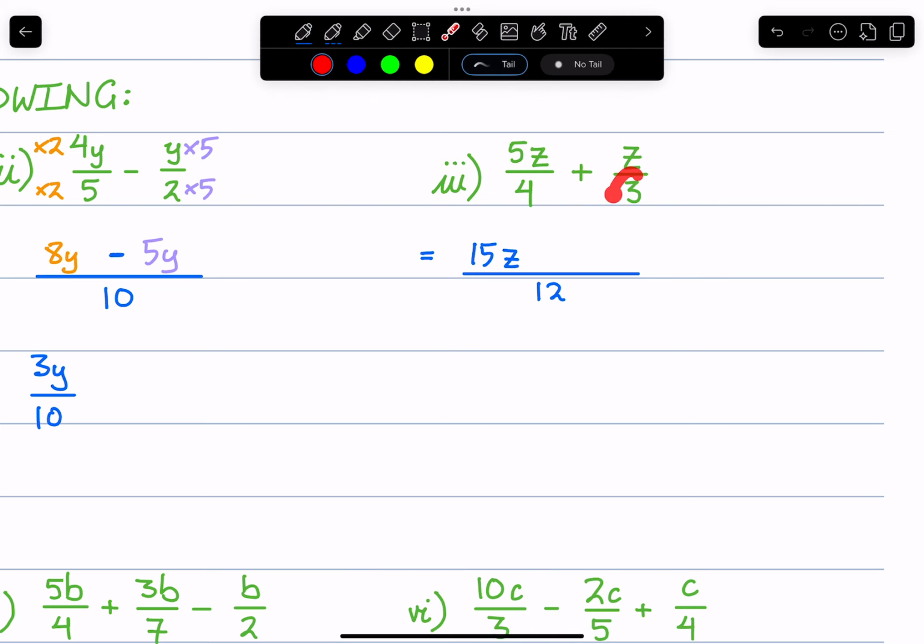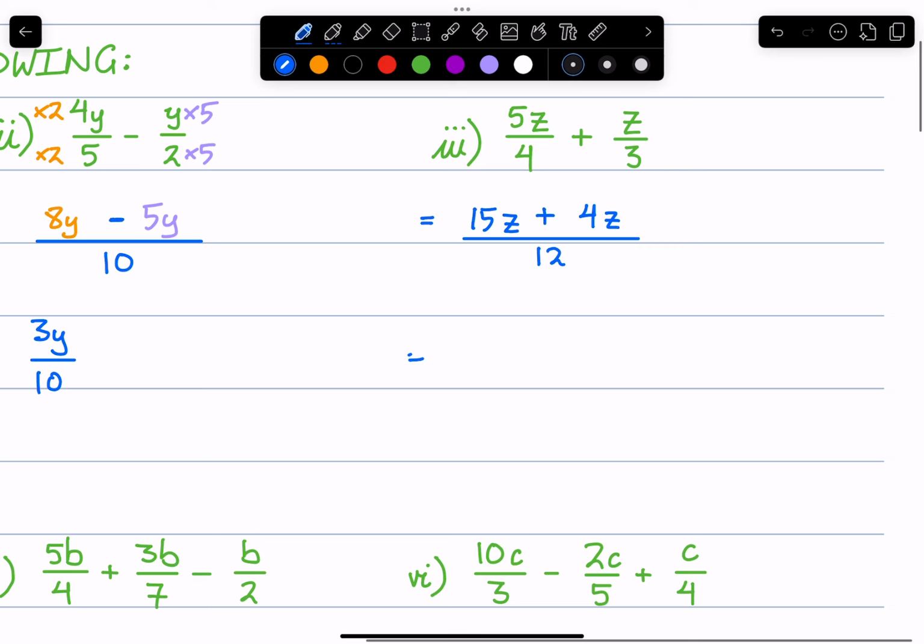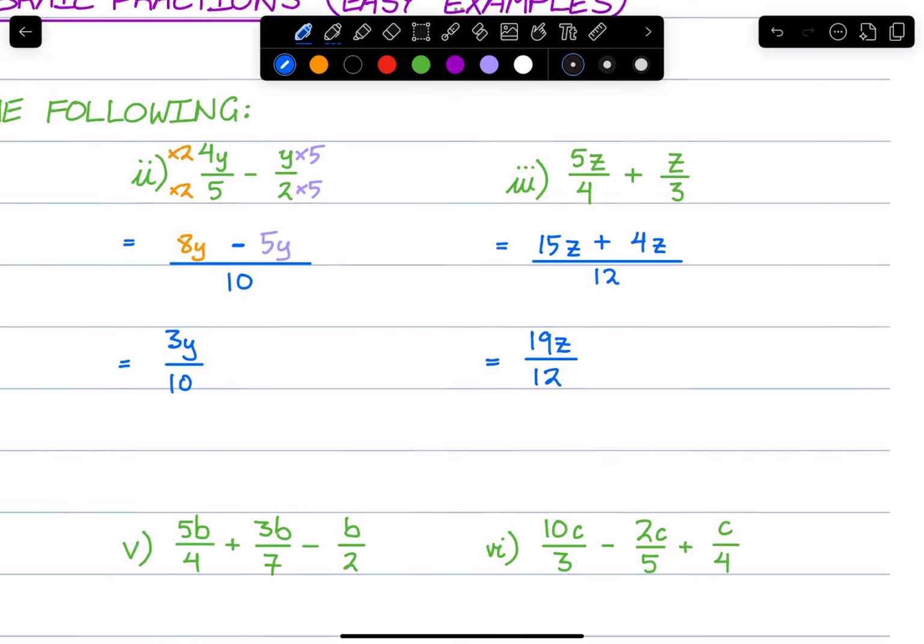Likewise, for this next one, 3 times something gives me 12. So that was times 4. So we multiply this by 4 as well. z times 4 is 4z. And then we need to include that plus in between. So now it'll be 15z plus 4z, which gives us 19z all over 12.